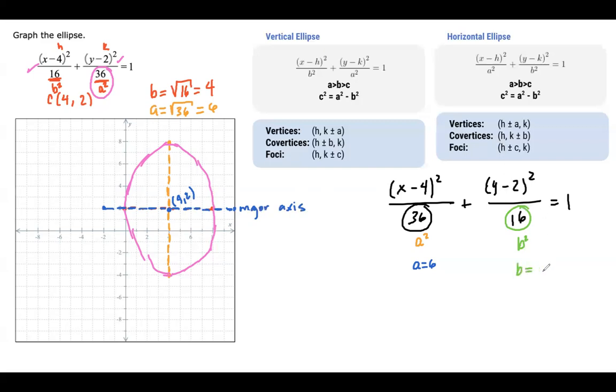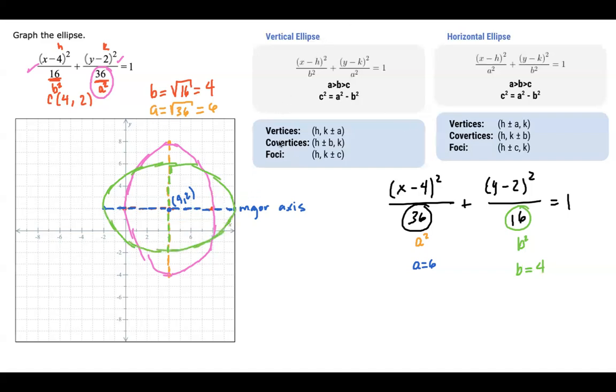And now your b is 4. So you're going to go 1, 2, 3, and 4 in each direction. So the ellipse is going to go something like this.